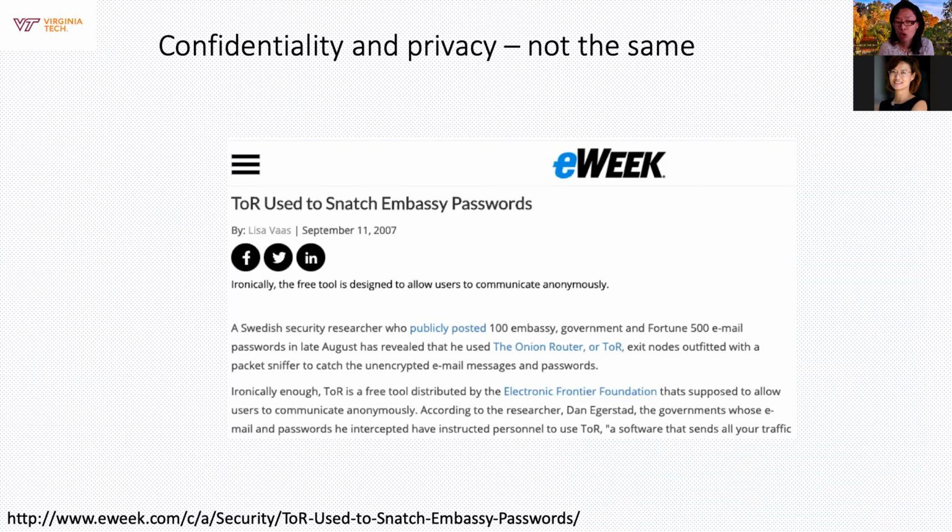And that's exactly what happened back in 2007. Researchers posted email passwords from 100 embassy, government, and Fortune 500 companies who used onion routing, thinking they were going above and beyond in protecting their information, but it turns out they didn't use end-to-end encryption. And it's very important when you write emails, there's no end-to-end encryption unless you add it.